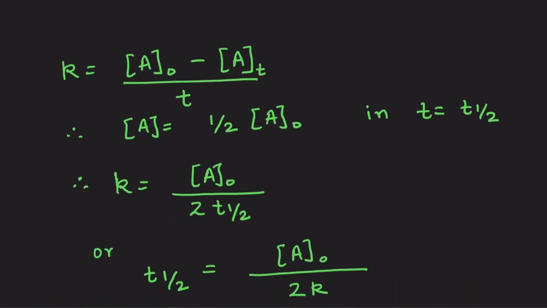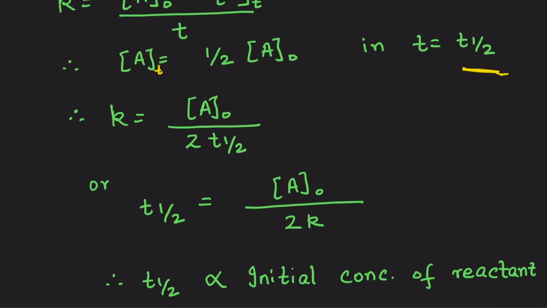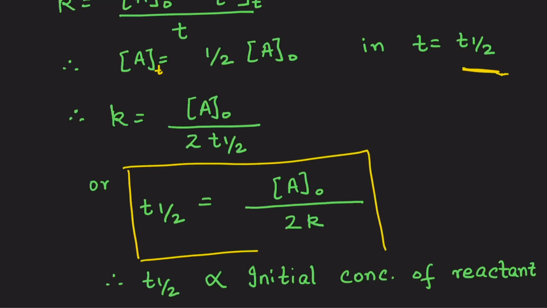Would you like to match your answers? There we go. So k is equal to A0 minus At upon t. Here we've got the concentration reduced to half of its initial value in t half, what we call the half-life period. So when you subtract, what do you get? Yes, the final expression t half is equal to the initial concentration of the reactant, A0, divided by 2 into the rate constant.